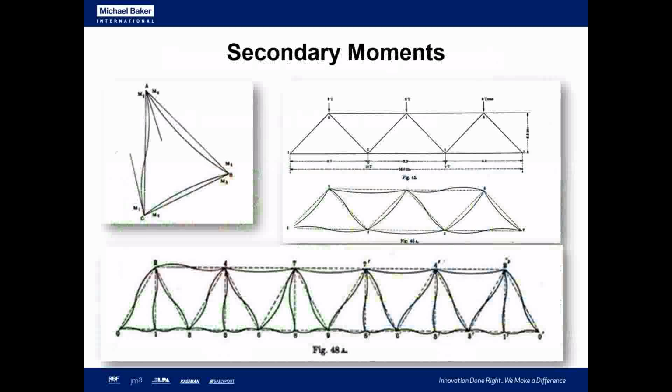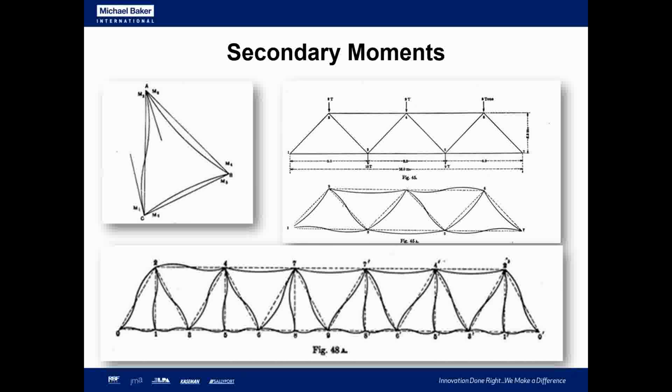Here are some illustrations from a book that was written about secondary moments a little over 100 years ago that just shows what this effect is: if you have rigid joints, as the truss deforms under load, those rigid joints fix the angle of the orientation of the members with respect to one another at the joints, and that creates this curvature in members. Since there's a direct relation between moment and curvature, that creates a moment in the truss member, even though these moments are not, strictly speaking, required to maintain structural equilibrium.